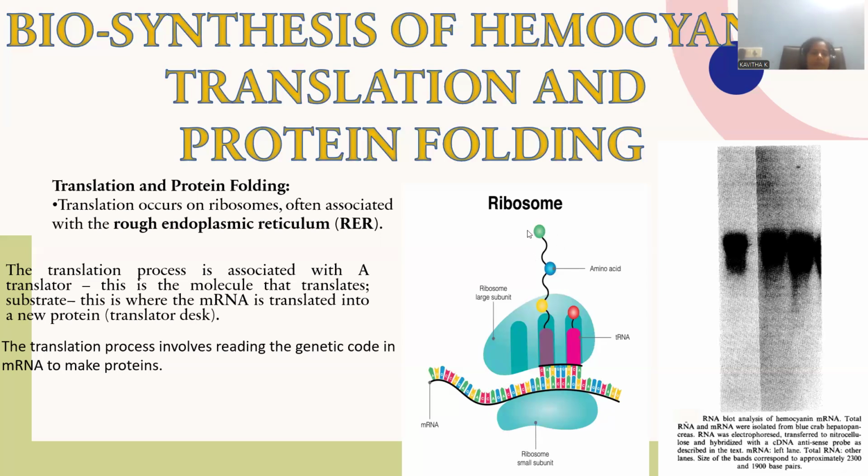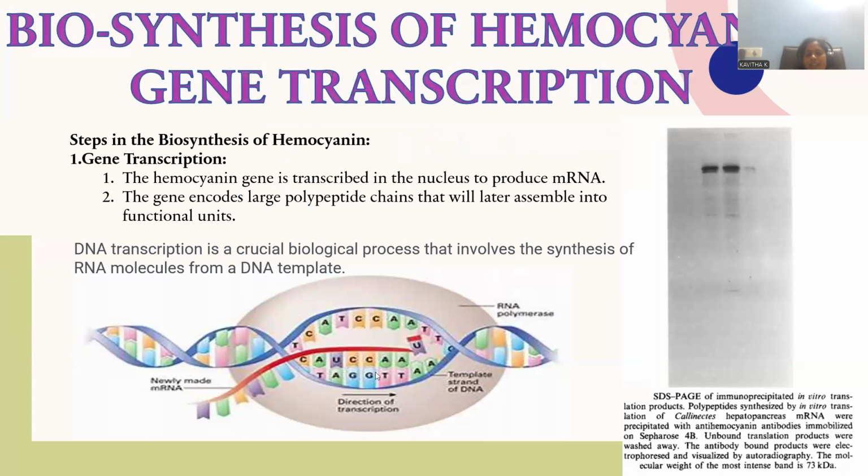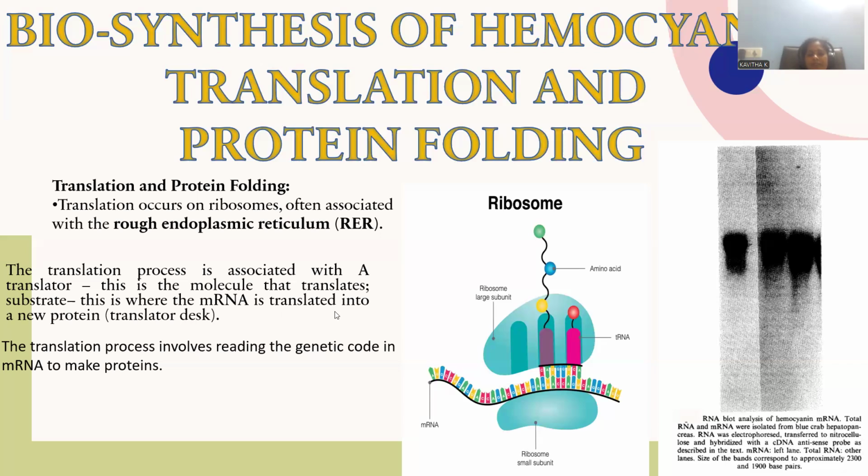Translation is the process in which the mRNA is translated into a new protein. Messenger RNA takes part with this DNA, and they are blended in such a manner. This is the strand of DNA, and the red color is the strand of mRNA. Both are blended in such a manner, giving rise to a new protein. This process is said to be translation. The translation process involves reading the genetic code in the mRNA to make proteins, right?